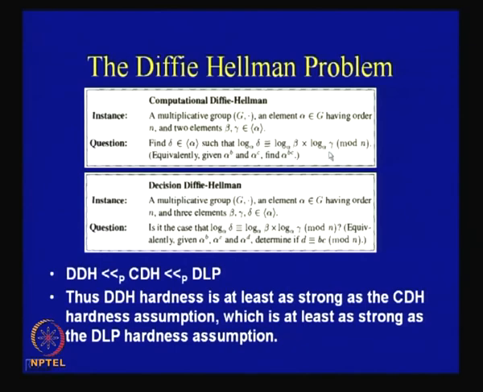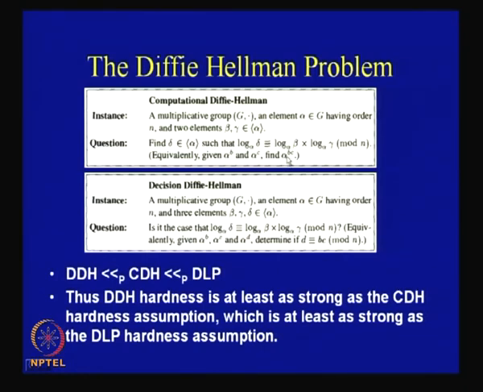It can equivalently be stated like this: we are provided with two values, alpha power of b and alpha power of c. Assume that beta can be written as alpha power of b, and similarly gamma can be written as alpha power of c. Now, the question is, given these two values alpha power of b and alpha power of c, can we compute alpha power of bc? That is the problem.